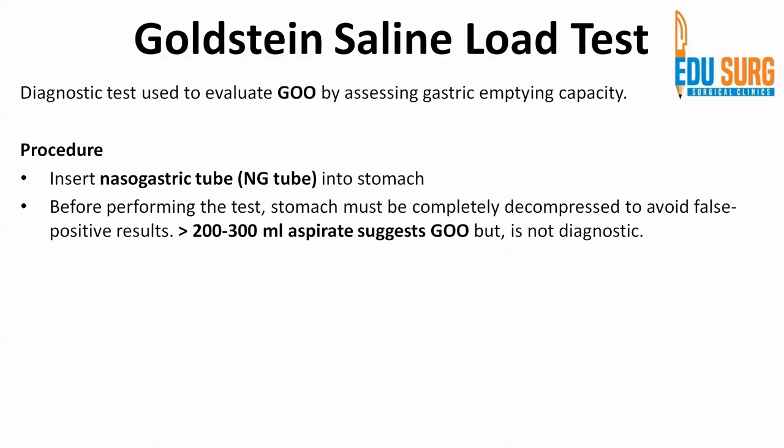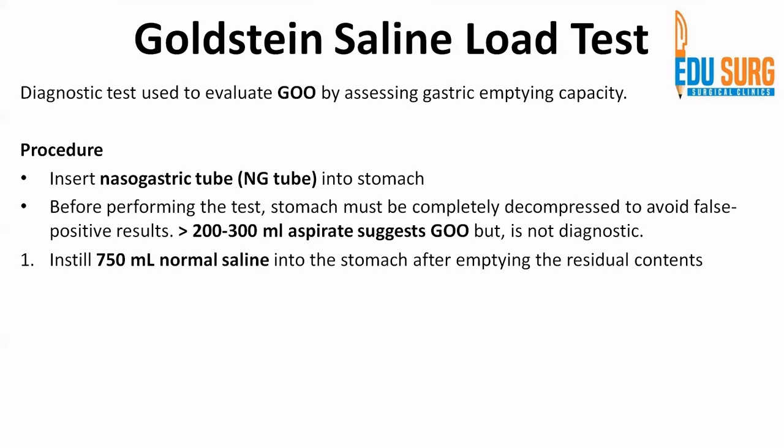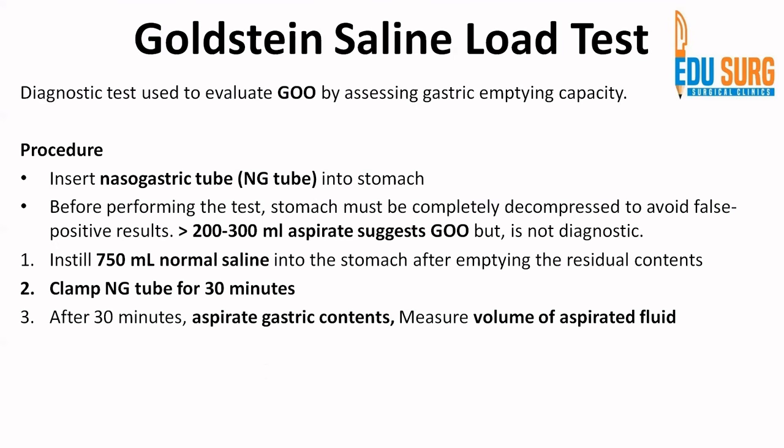So the patient ideally should be fasting 2 to 4 hours. What you do is, when you aspirate, if there is 200 to 300 ml or more in the aspirate in this state, then this suggests gastric outlet obstruction, but it is not diagnostic. So once you have emptied the stomach, instill 750 ml of normal saline into the stomach and then clamp the nasogastric tube for 30 minutes.